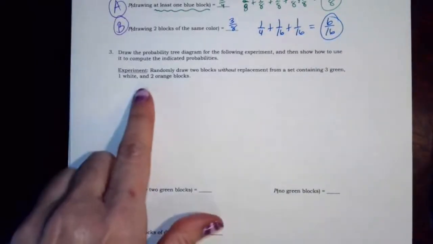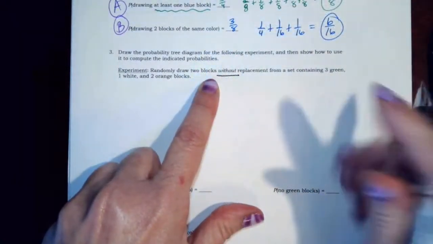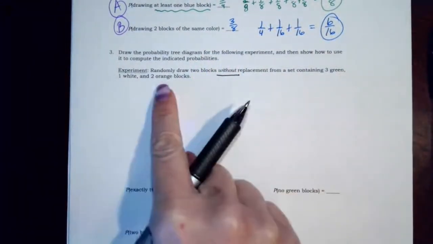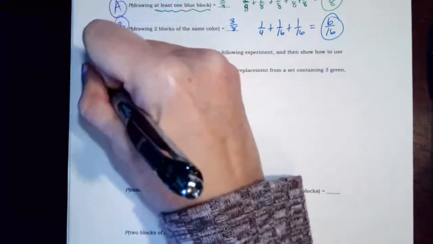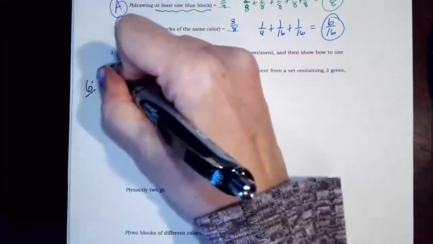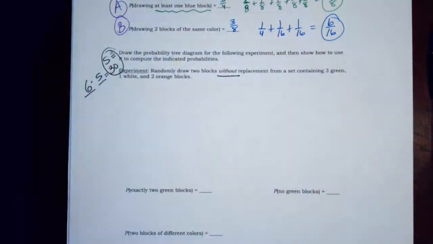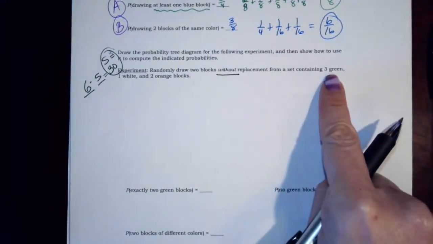Okay, so we're going to randomly draw 2 blocks without replacement, so our numbers are going to change, from a set containing 3 green, 1 white, 2 orange blocks. So 3, 4, 5, 6 blocks. There will be 6 blocks available for the first draw, 5 blocks available for the second draw because it's without replacement, which means there would be a total of 30 different outcomes in our sample space. But because we're going to do a probability tree diagram, we won't have 30 different branches to have to consider. We'll consolidate all the greens on one branch and all the oranges on one branch.